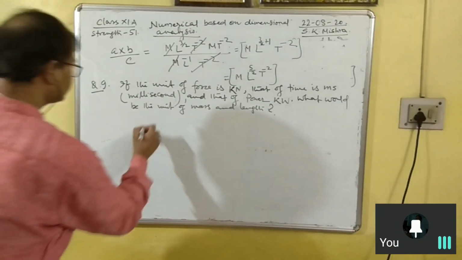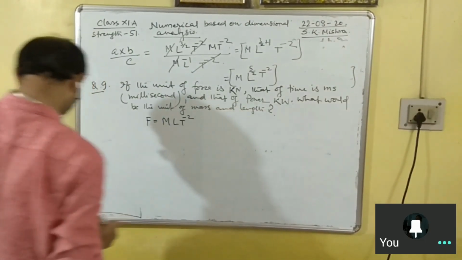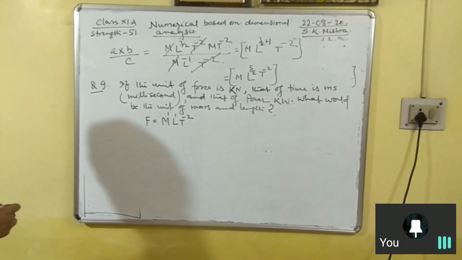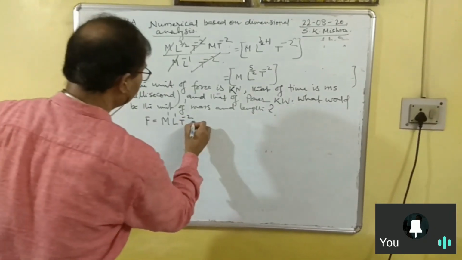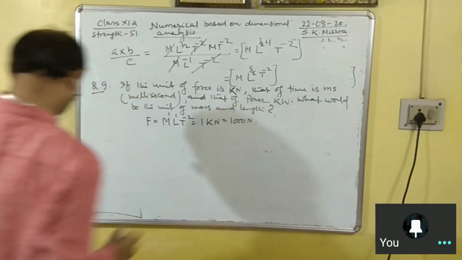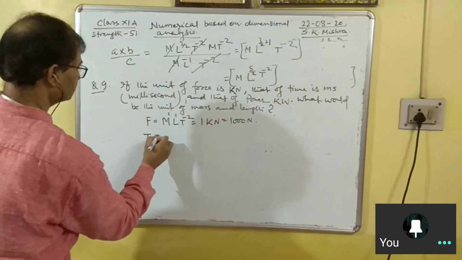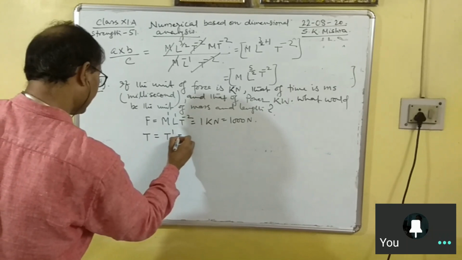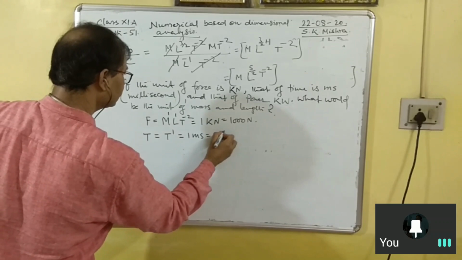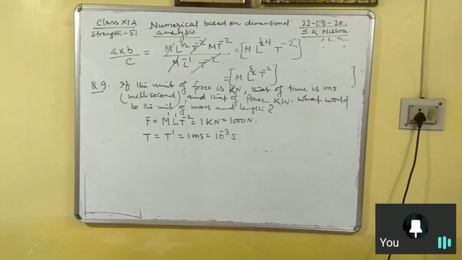You know force F is equal to mLt minus 2. This is equal to 1 kilonewton, means 1000 Newton. Now time t, so power of t is 1 and is equal to 1 millisecond. Millisecond means 10 raised to minus 3 second.